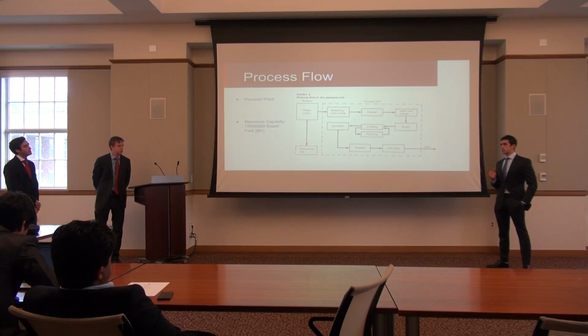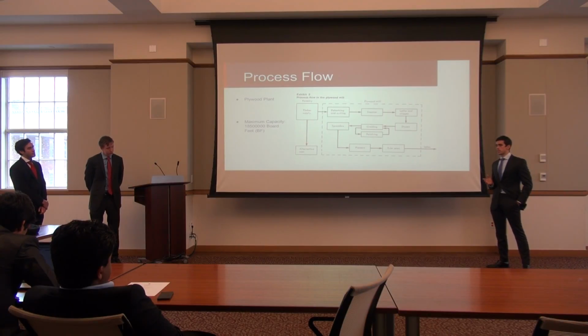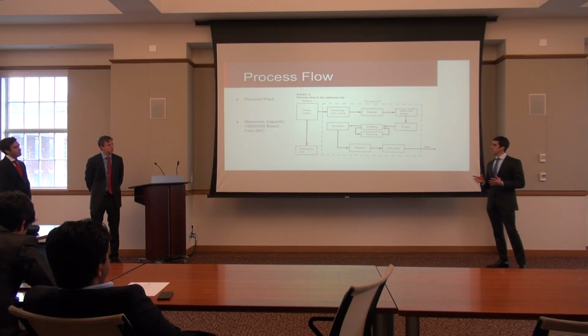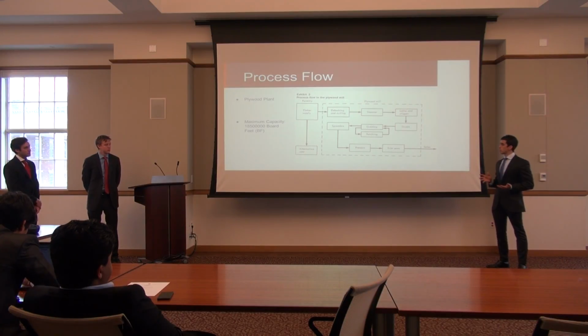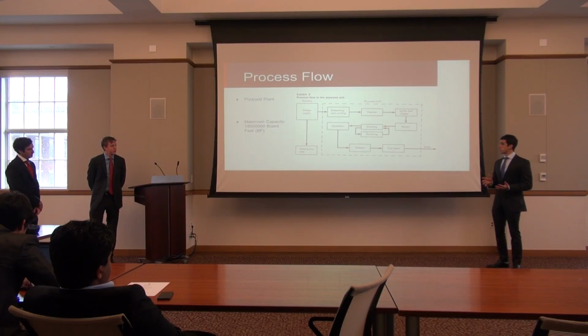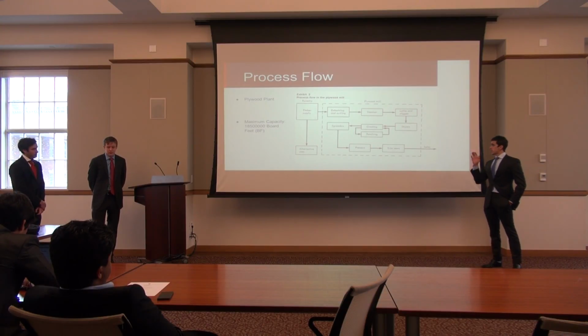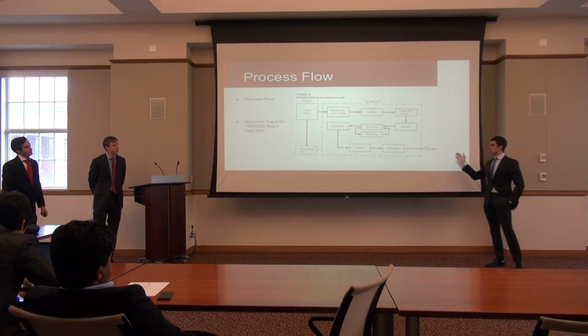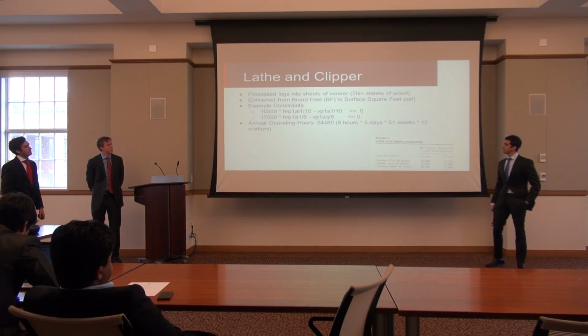The spreading station is essentially where the product is formed. It involves the gluing of the different types of layers of plywood. We're going to explain later on what the different layers are and how they are assembled. And after they're spread, the wood is pressed, they're trimmed, and then they go on to sales.